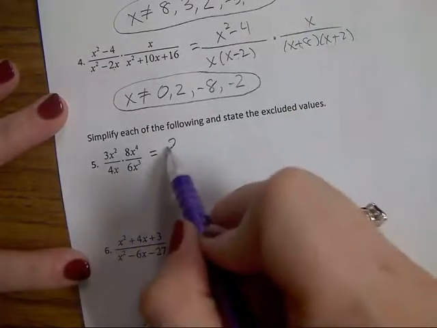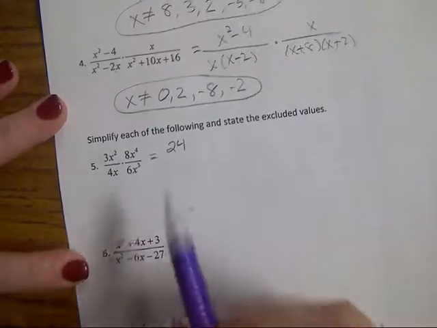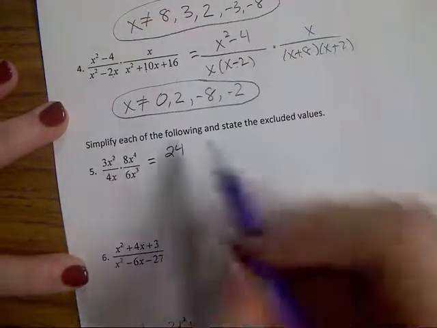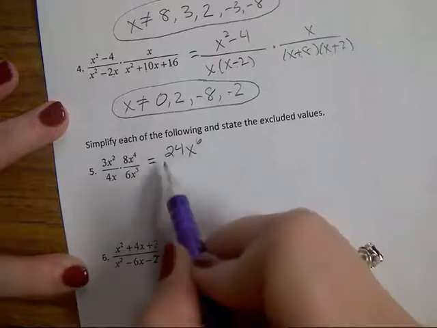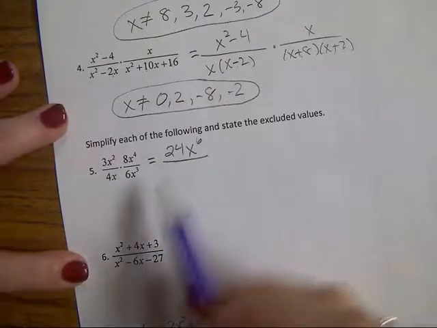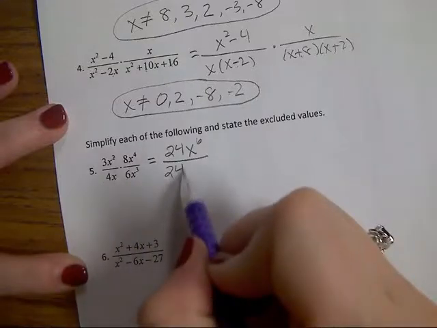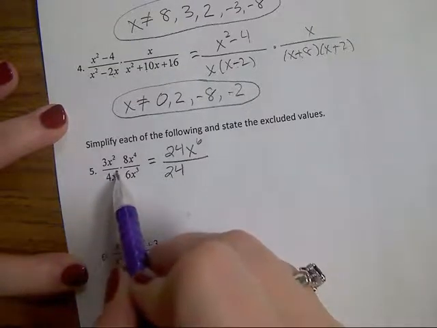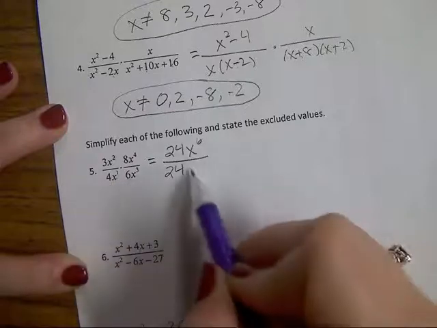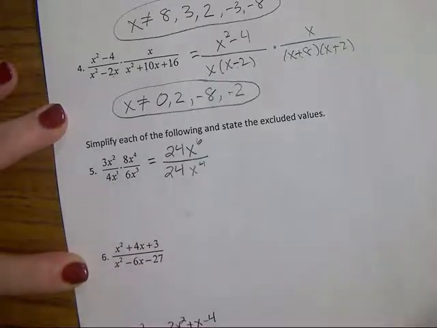3 times 8 is 24. X squared times x to the 4th gives me x to the 6th because we add our exponents. Down here, 6 and 4 give me 24. Remember that exponent right here is a 1. This will give me x to the 4th.